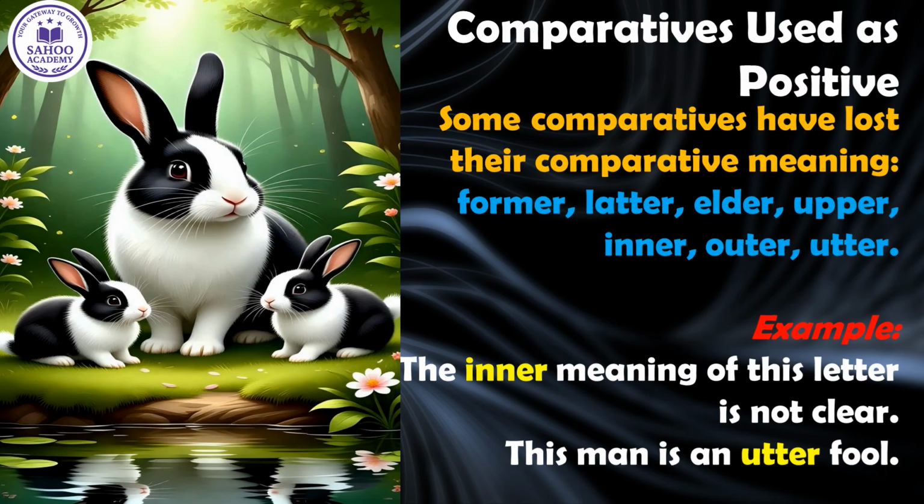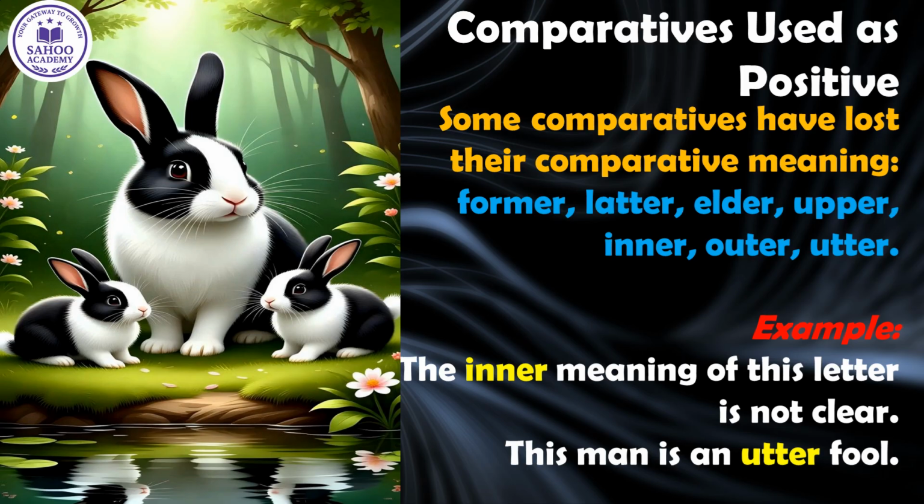Now let's look at an interesting point, comparatives used as positive. Normally comparative words are used to compare two things like bigger or smaller. But some words look like comparatives, yet they are not used for comparison anymore. They have lost their comparative meaning and are used like normal adjectives. Such words include former, latter, elder, upper, inner, outer and utter.